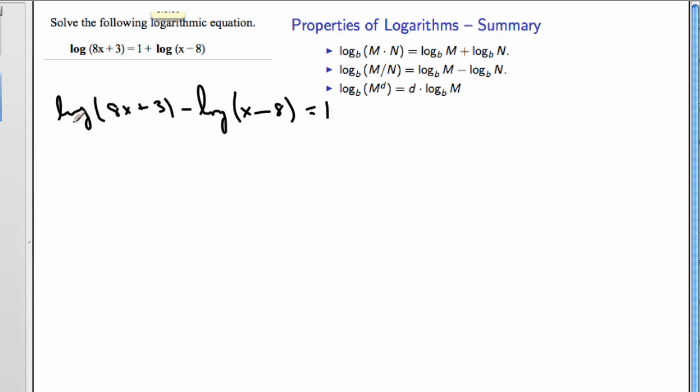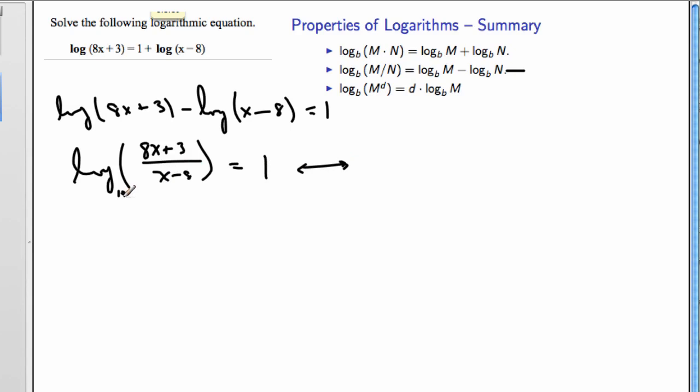You can see I have the log of one thing minus the log of another, and so that matches the right-hand side of the second logarithm property. So I can rewrite that as the log of (8x plus 3) over (x minus 8). So again, I'm just using log properties until it looks like the log of something equals something, where I only have one logarithm over here. Don't forget this is really base 10. And so now I can just rewrite this in exponential form.